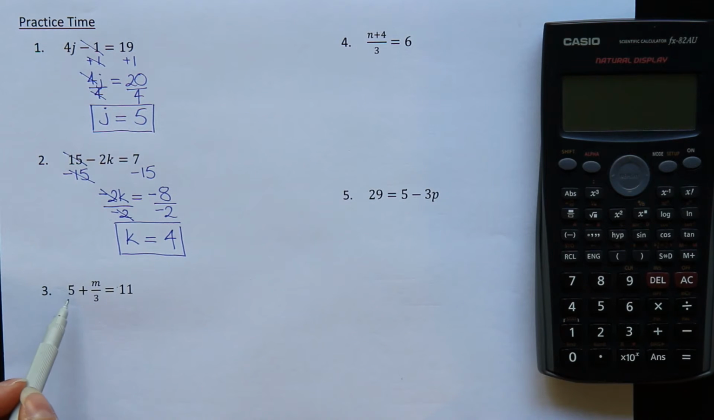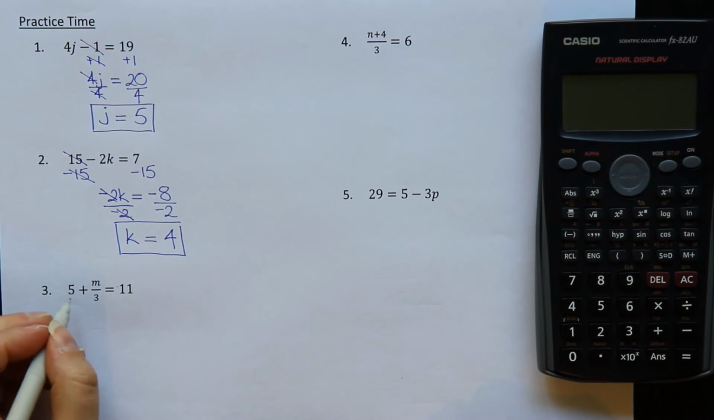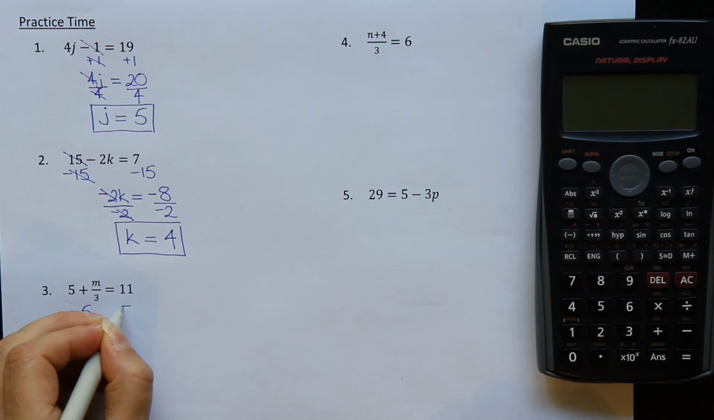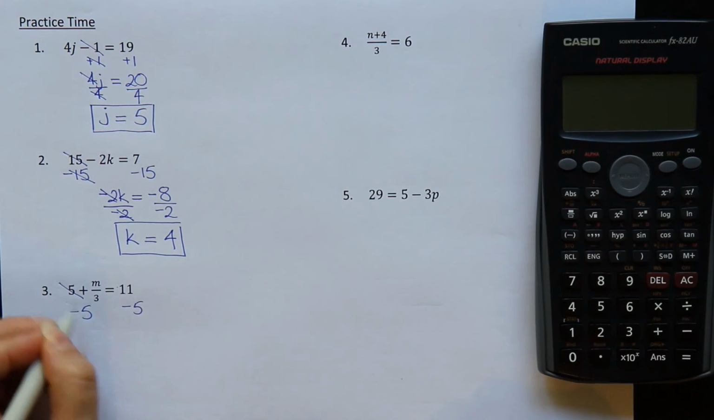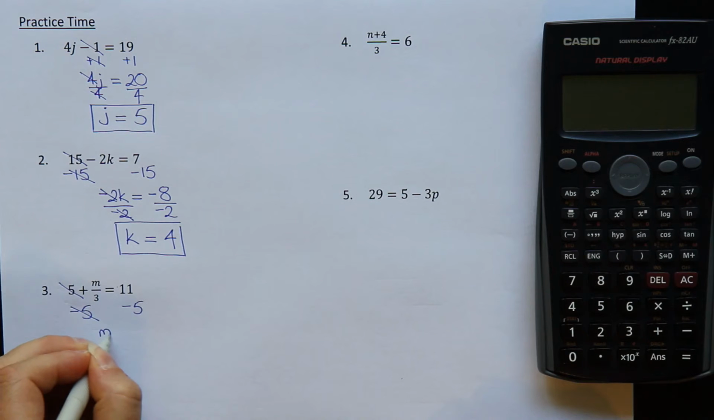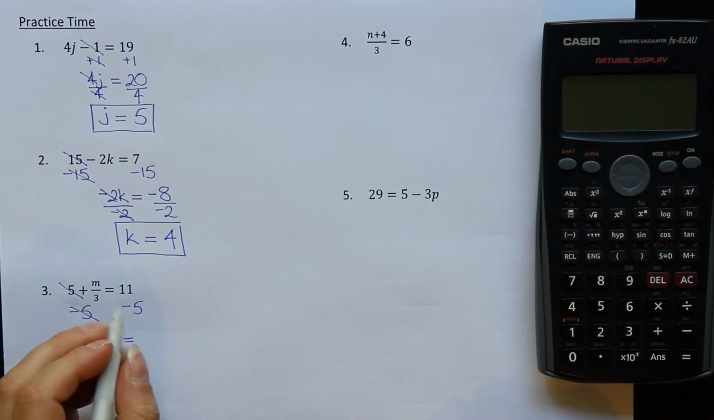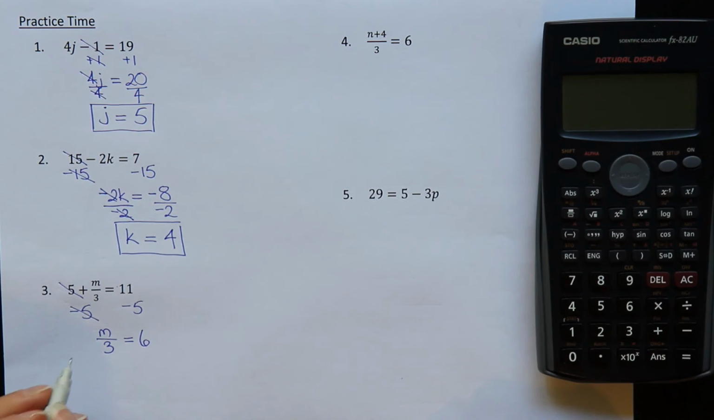Question 3. 5 plus m over 3 is equal to 11. m over 3, m divided by 3, and then we got 5 plus that. So the 5 has to go first. So it's a positive 5, subtract the 5 off both sides. m over 3 is still there. 11 minus 5 is 6.